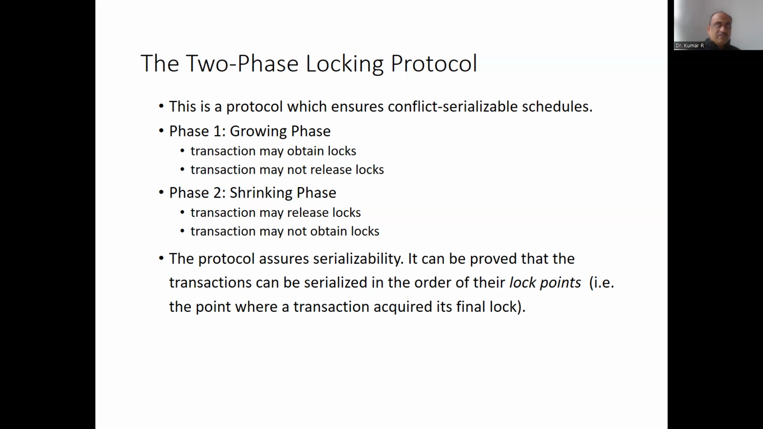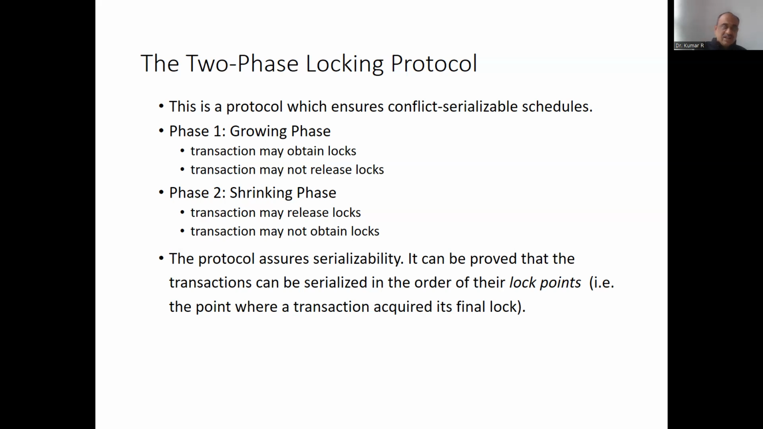That means after some time of execution, you may not need a lock for concurrent execution, so you may not request locks. Similarly, in phase one, you may request many locks, and the transaction will continue, and you may not release the locks at all until all the operations are over. Whatever protocol we use, there should be serializability. It can be proved that transactions can be serialized in the order of their lock points. That is the point where a transaction has acquired its final lock. Up to that, it is serialized.